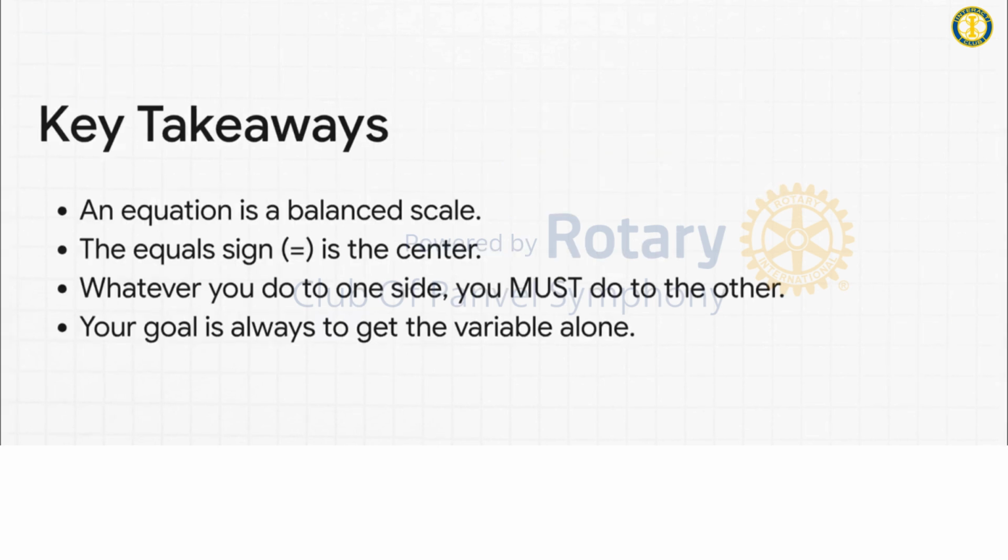So let's just quickly run through the key things to remember. An equation is a balanced scale. That equals sign is the middle, the pivot point. The one rule you can never, ever break is that whatever you do to one side, you have to do to the other. And your goal is always, always the same. Get that variable all by itself.